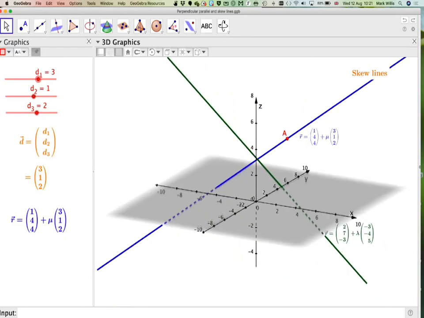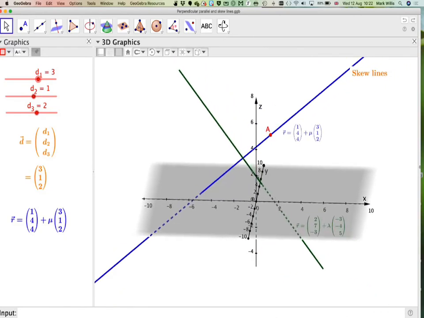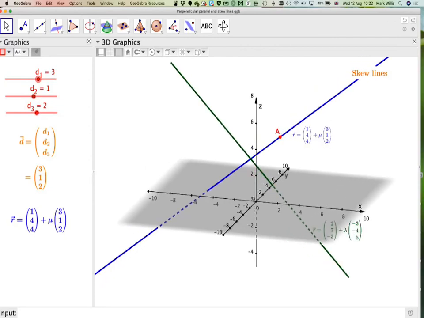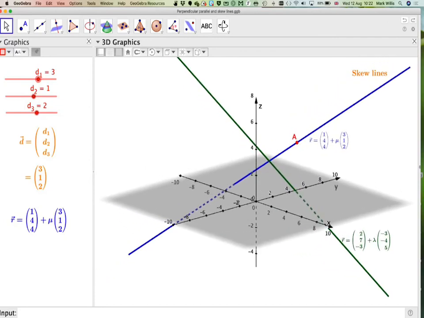Okay, this GeoGebra app I will put in the notes of the video. Obviously, there are a lot of values of the directional vector which will give skew lines, but there are actually other values which will give perpendicular and parallel lines. I'll let you think about that.